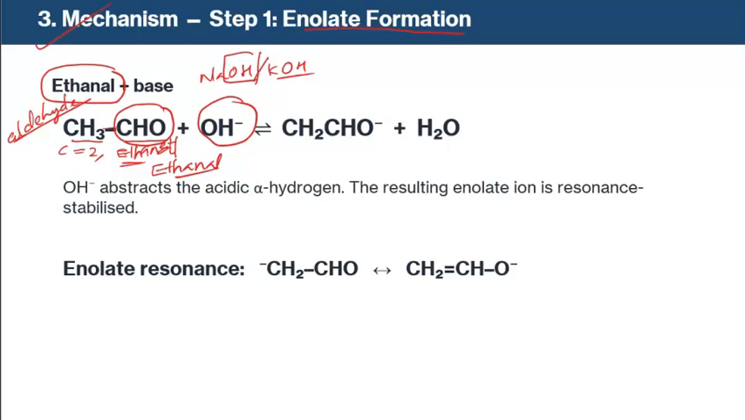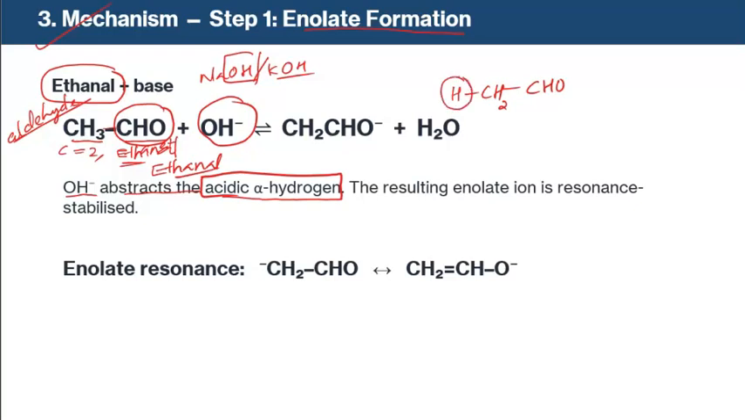Then CH3CHO is reacting with OH minus. What happens? This OH minus abstracts the acidic alpha hydrogen. What's the importance of the alpha hydrogen here? That is more acidic. The abstraction of that alpha hydrogen atom takes place here. Clear? Look here, this is CHO and this is CH2, and here I represent the H. Just consider this is the alpha hydrogen.